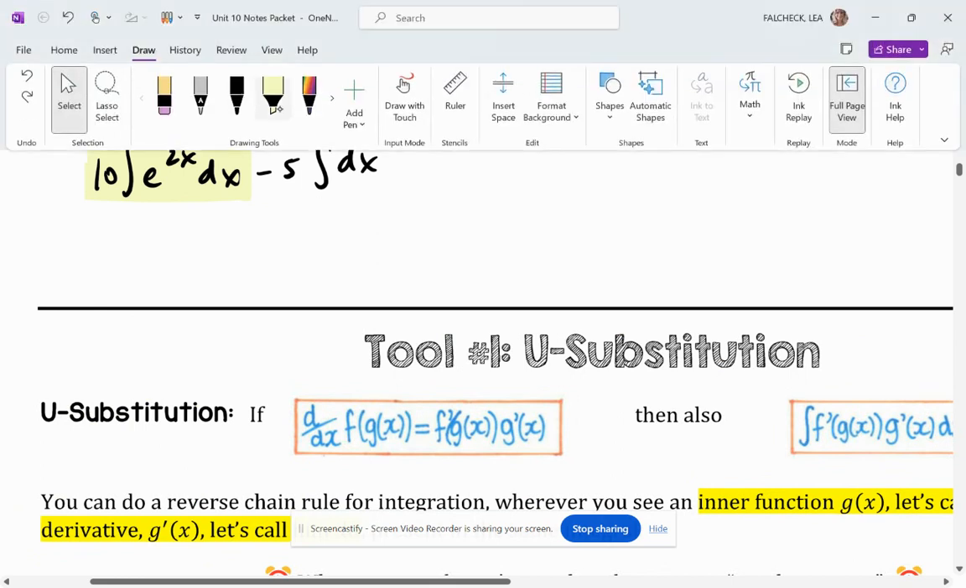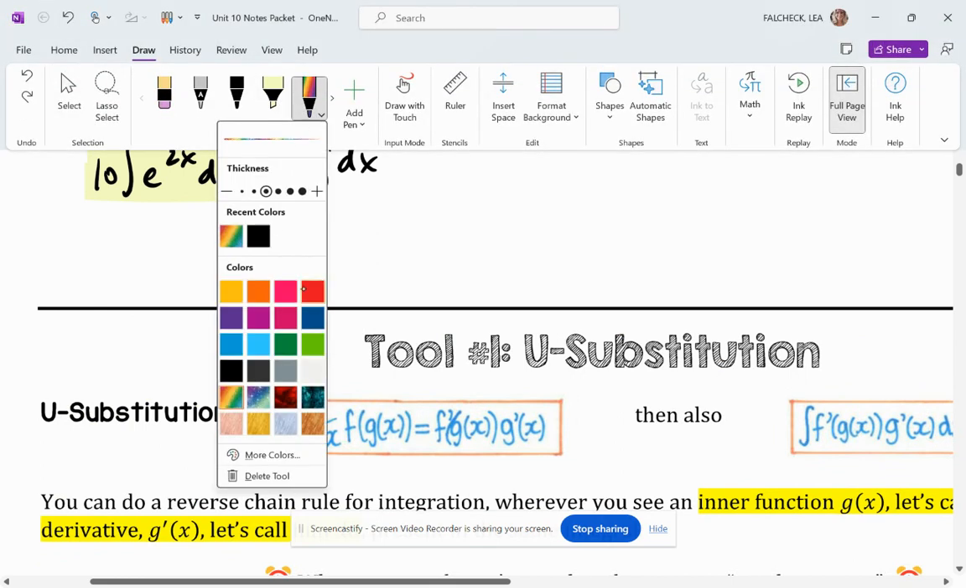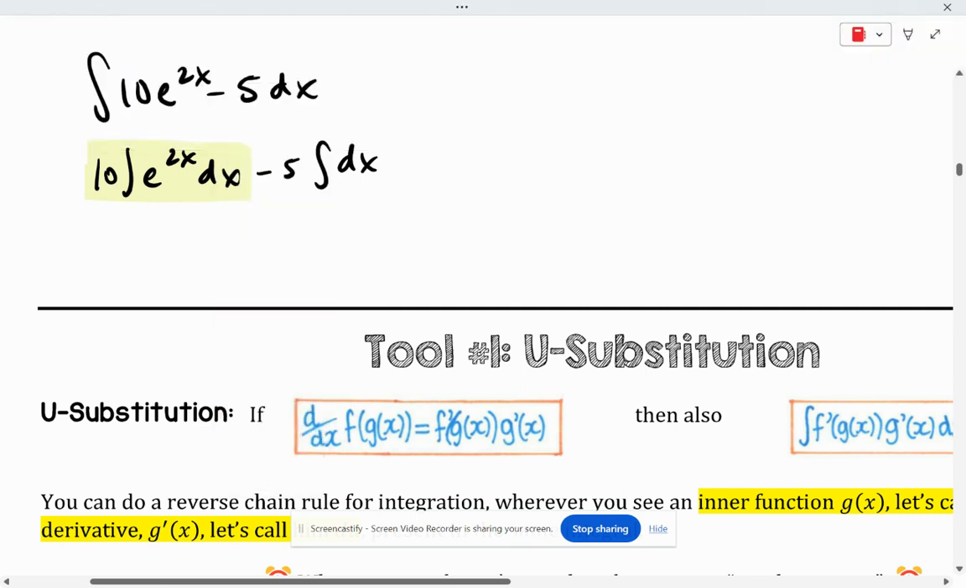Okay. I want to use a different color. Let's use rainbow. That's fine. Yep. So here we go. How do you take a 10 out? Not out of the 5. Because I split up the integral first, and then I took the 10 out of the first integral. And I took the 5 out of the other one just because. I didn't have to.